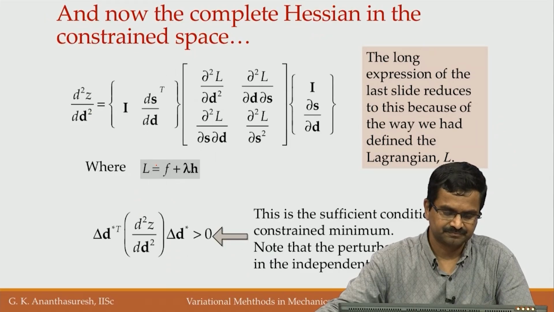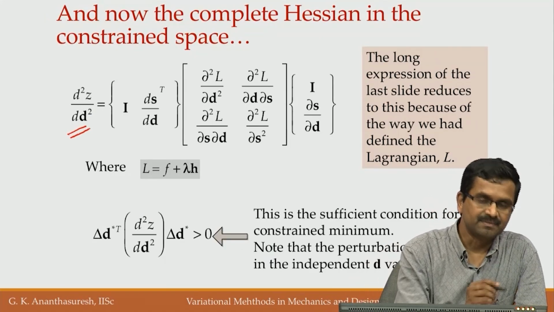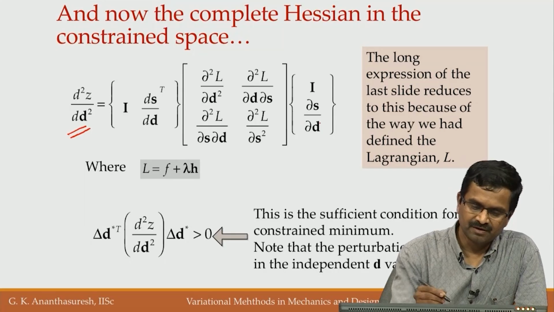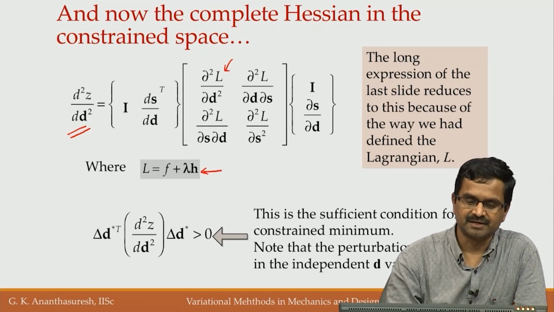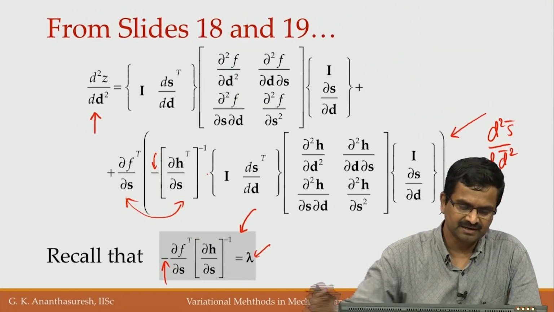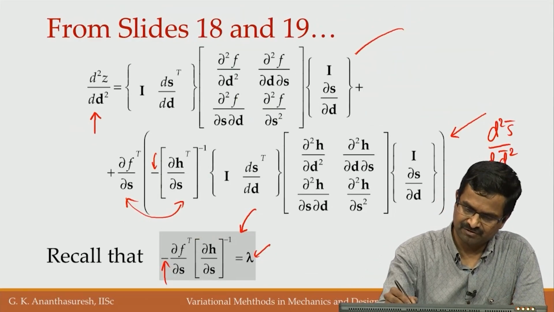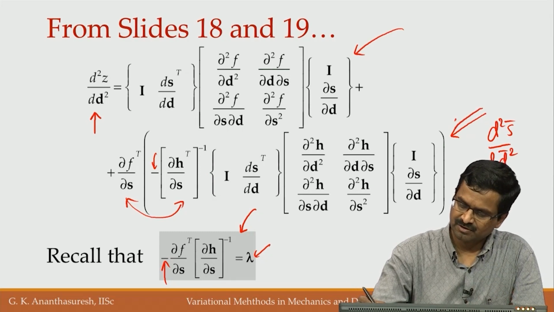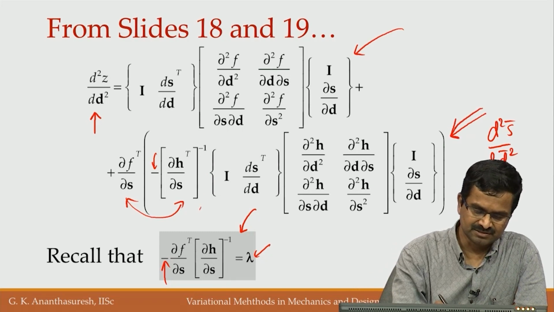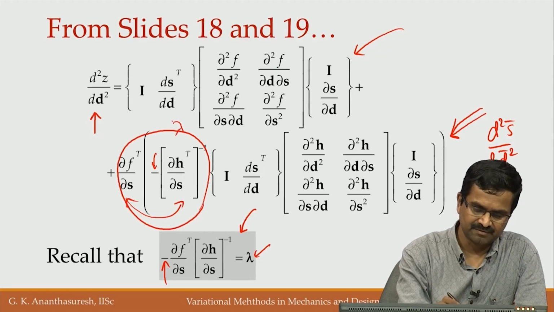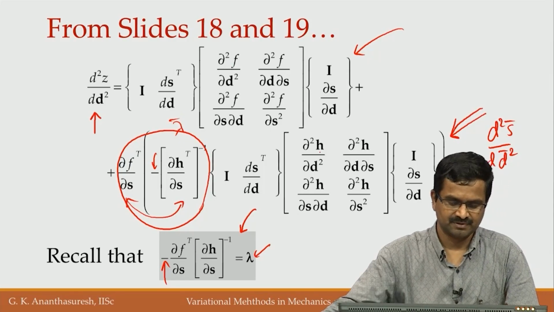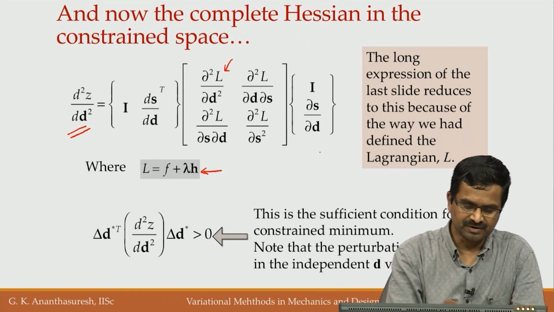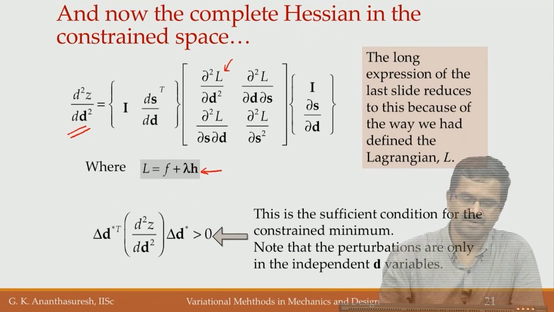So, we get d square z by dd square in this form, where we note that this Lagrangian is nothing but f plus lambda h. If you go back to the previous slide, whatever was happening to f in the first term is also happening to h in the second term, because this whole thing is lambda. So, we can say the rest of it is similar, only f here becomes lambda times h. That is how we get f plus lambda h in this manner.